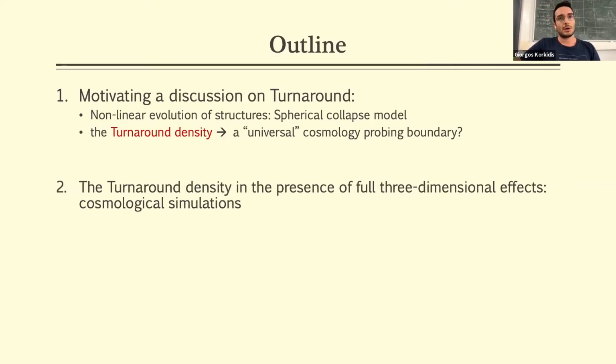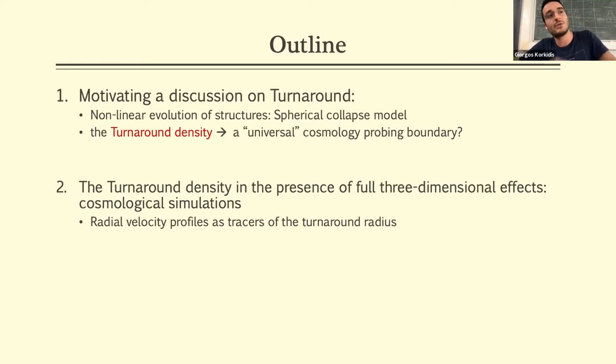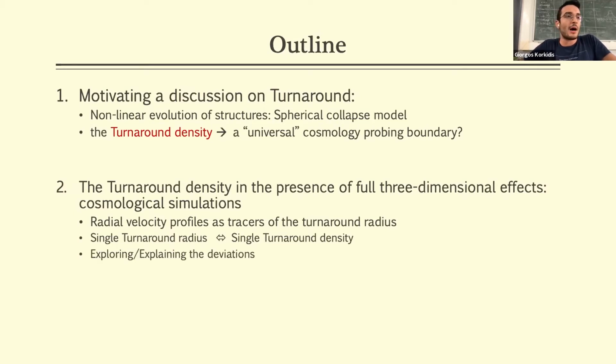And then I will try to compare the prediction of the spherical collapse model with actual measurements from highly anisotropic structures taken from cosmological simulations. There we will see that one can measure quite easily the turnaround radius through radial velocity profiles. We will discuss whether there is a single turnaround radius, and so a single turnaround density, versus multiple turnaround radii. We will do a comparison with the spherical collapse model, and then I will try to explore and explain some of the deviations we find.